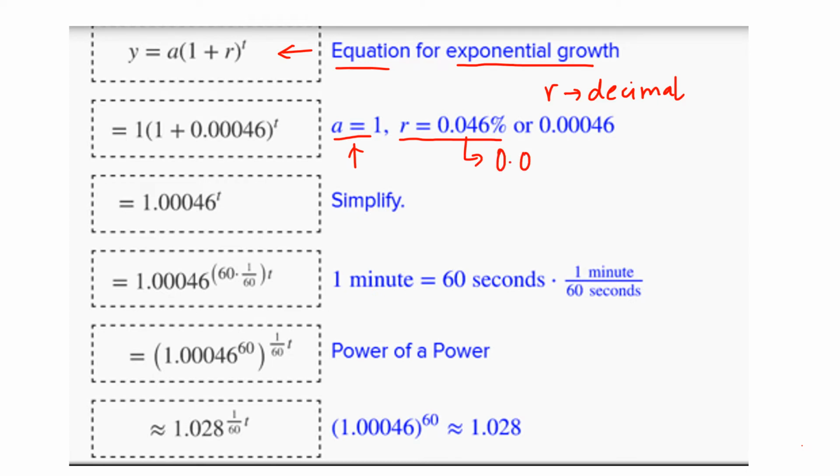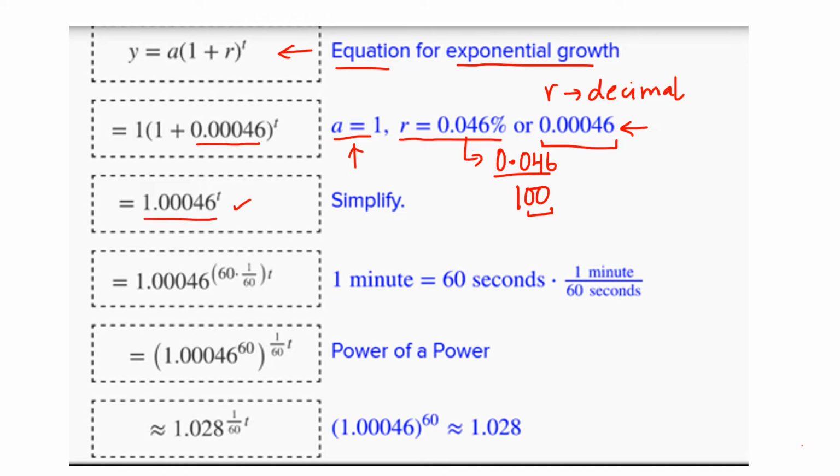So this 0.046, it's in percentage, means it's divided by 100. Now in order to put this in decimal, or to remove the percentage, because the denominator has two zeros, we move to the left by 2 units. So this is going to be the new decimal. We plug in this value in place of r, t is as it is, and on simplification, adding 1 to this, you get this step.